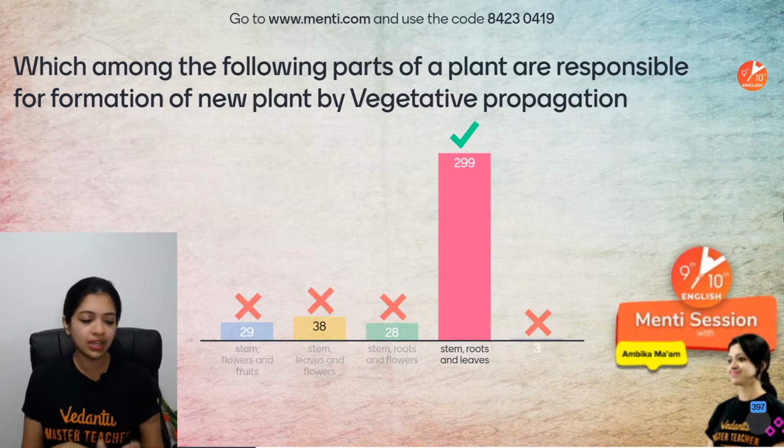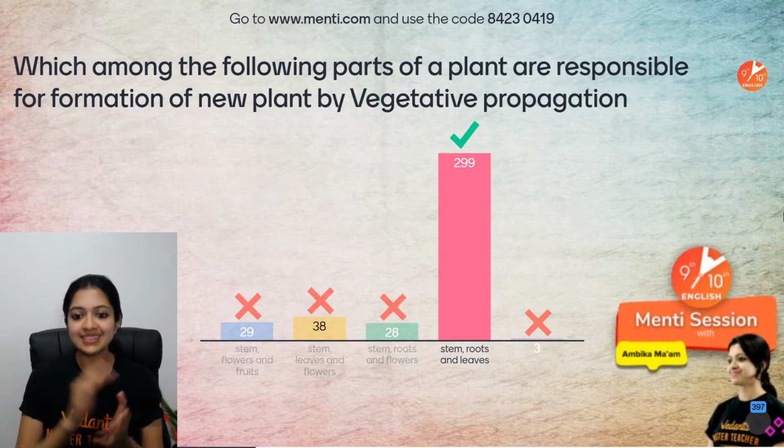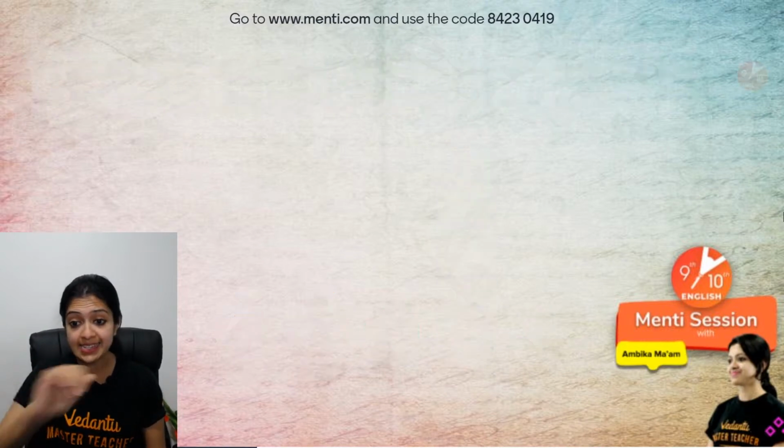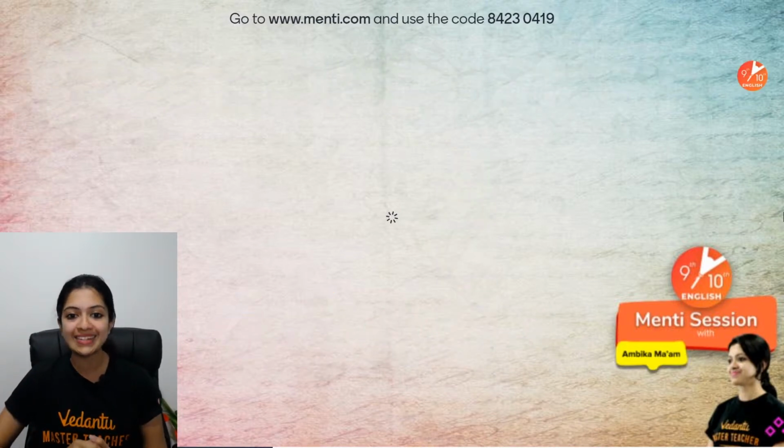Layering, cutting, grafting, all of those are very good examples for vegetative propagation techniques. And we move on to the next one.